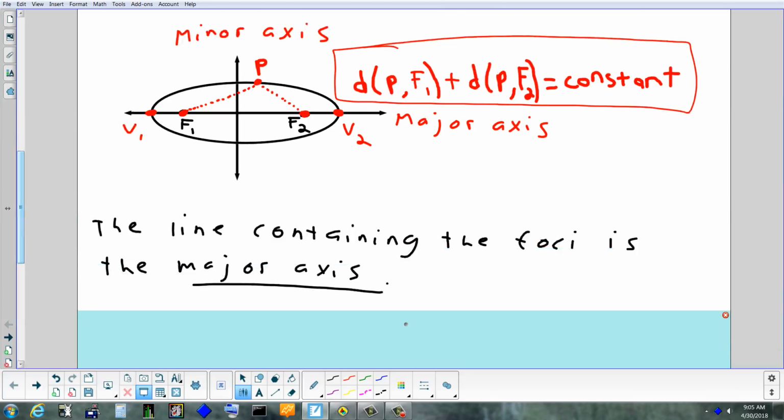Okay, the next thing is what we call the major axis. So basically, the major axis goes right through all the important stuff. It goes through the center, it goes through the foci, and it goes through a couple other things I'll define in a second. The major axis runs through the ellipse the long way. So if your ellipse is more horizontal, like this one, your major axis is horizontal. If your ellipse is more vertical, then your major axis is also vertical.